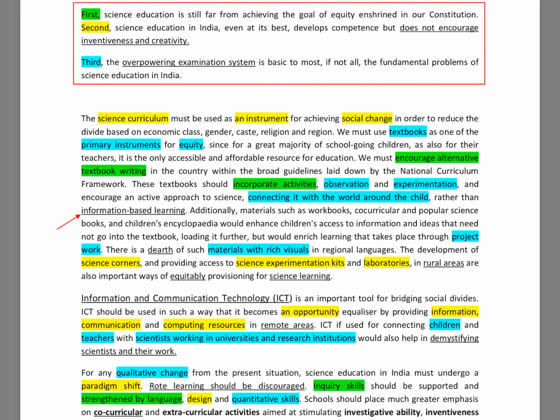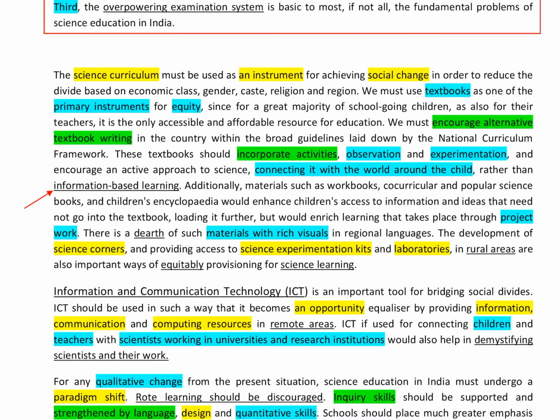And in the curriculum there should be provision for lots of project work. Even in the textbook it is to be written in that way. And really, in the Indian scenario there is a dearth of such textbooks or reading material with rich visuals, especially in regional languages. It is not there.